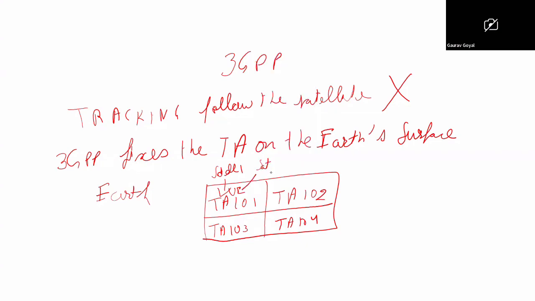And beam 2. So you can see that satellites keep on changing, but the TA is not changing, because the TA is now based on the Earth's surface, not on the movement of the satellite, right? So this will save lots of tracking area updates. This is a very important concept.